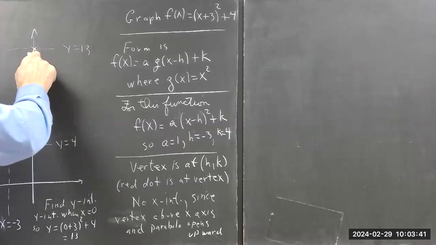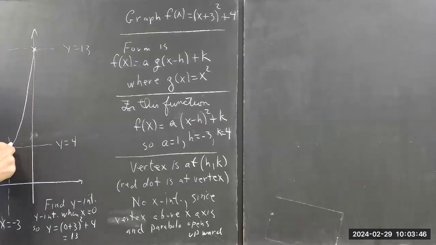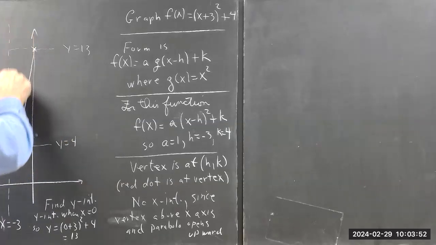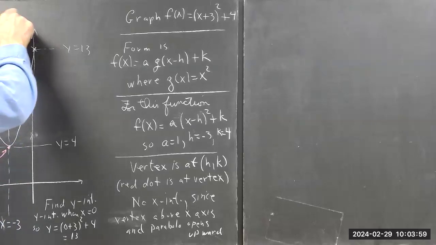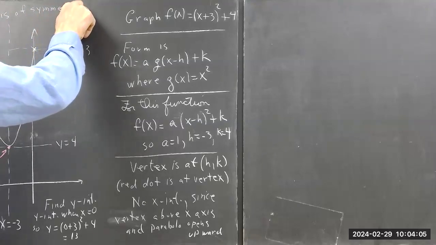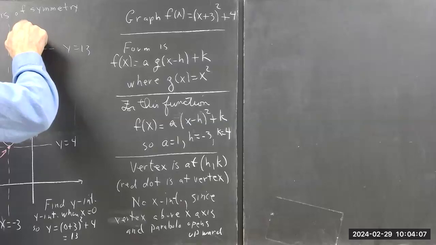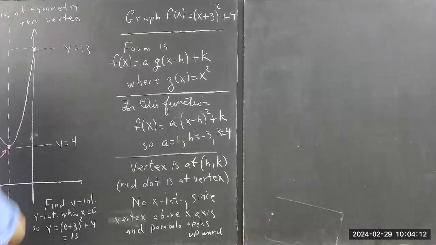And now we can do a pretty good job of seeing where the graph is. It's going to go through here, it's going to come down here, and it's going to go back up. It's going to be symmetric about this axis of symmetry. So that's how we could graph this function.